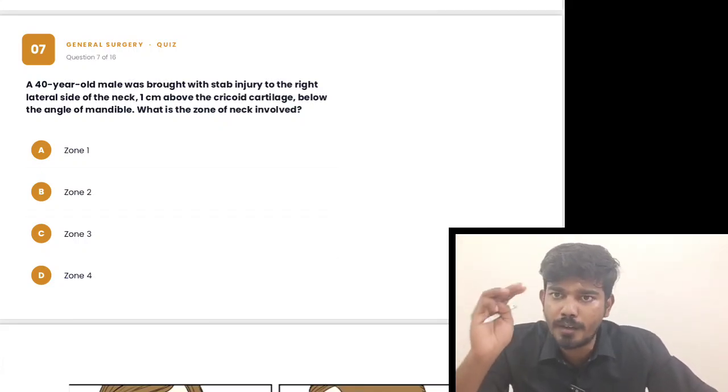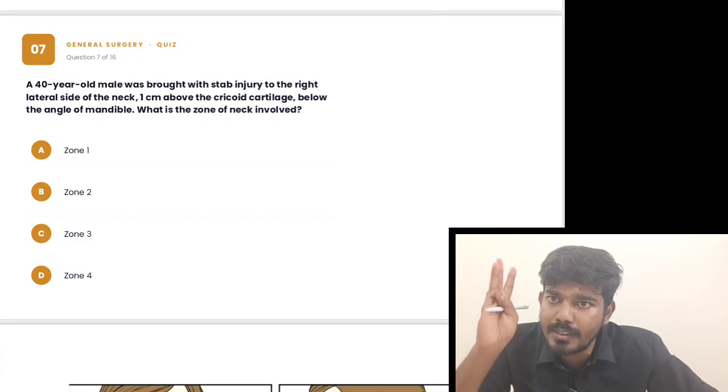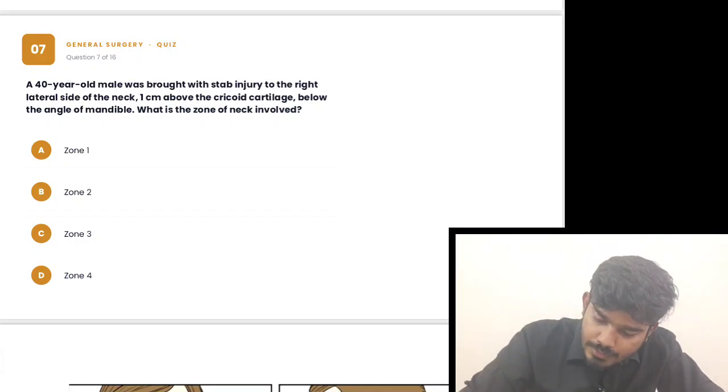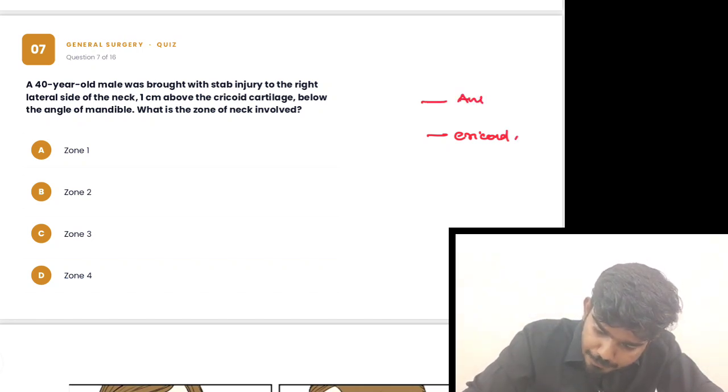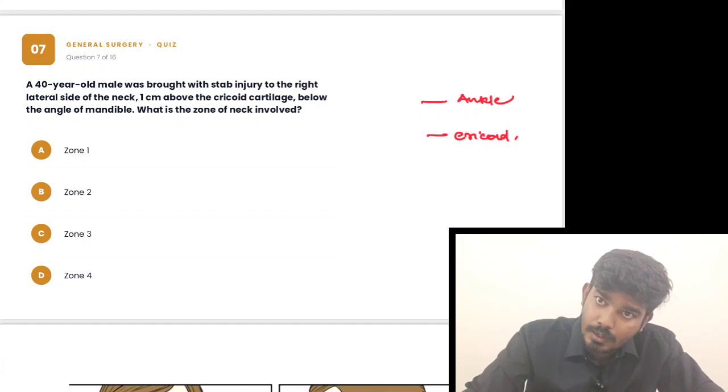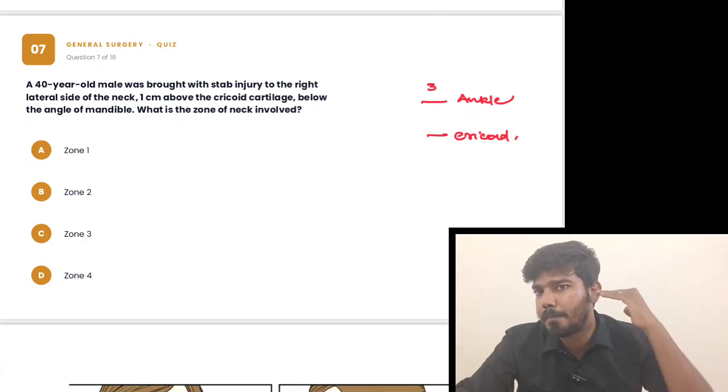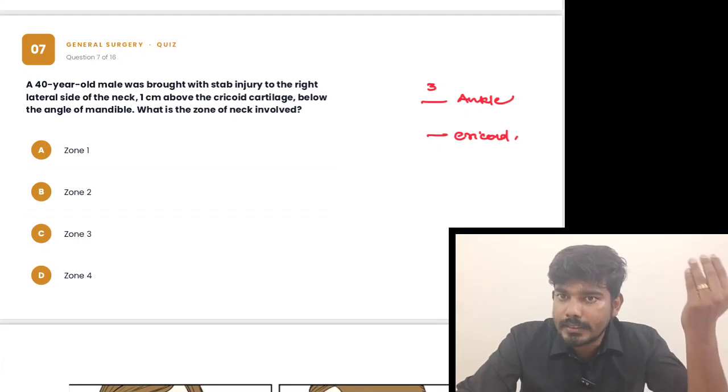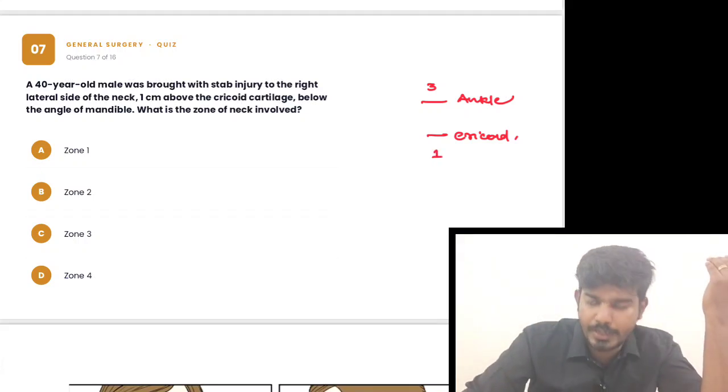Okay, there are 3 zones of neck injury. Number 1, that is below the cricoid cartilage. Next is above the cricoid cartilage but below the angle of mandible. The third one is above the angle of mandible but below the base of the skull. That is the third zone. So the first zone is below the cricoid cartilage.